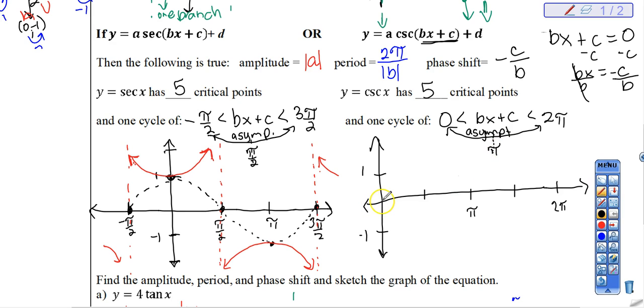And then go ahead and graph your sine function. So starting at 0, 0, pi over 2, 1, pi, 3 pi over 2, negative 1, 2 pi. So you can see your zeros. Just sketch your sine wave. It's always a good place to start. And then get your asymptotes.